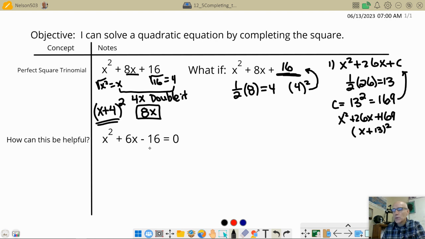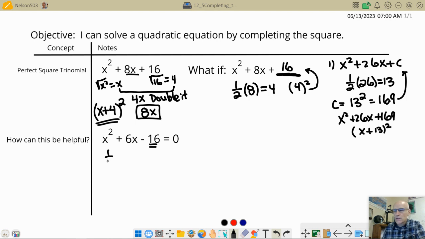The first thing we would look at is, well, is this the correct number sitting right here? And it's definitely not, for a couple of reasons. This number over here is going to be a positive number because we want to be able to take the square root of it. And right now I can't take the square root of negative 16. Another reason it's not the right number is, what's half of 6?